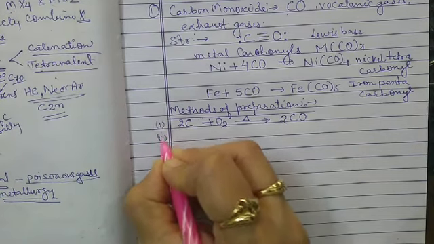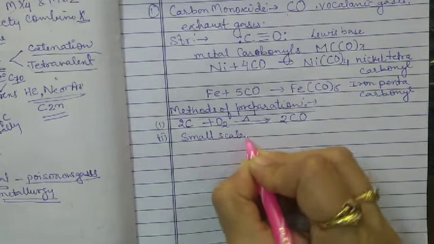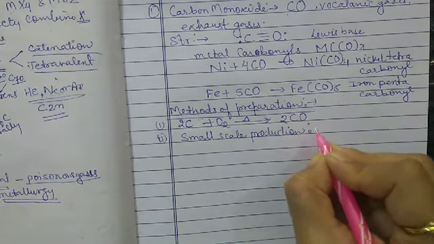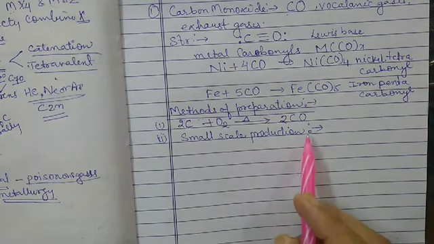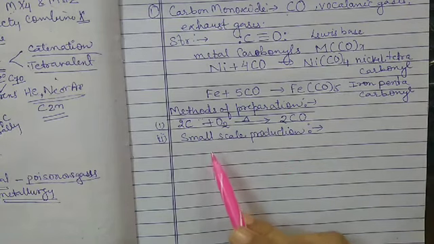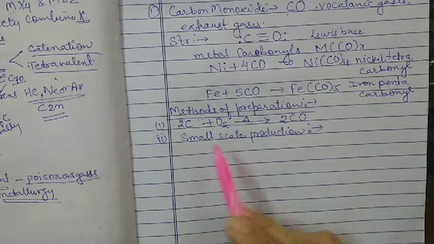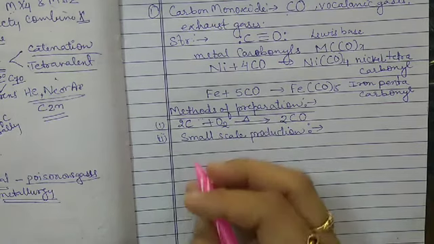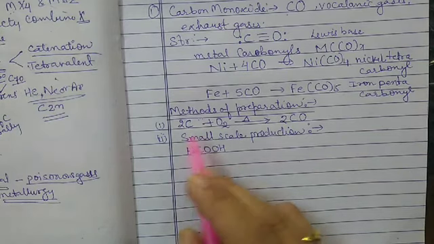This is the general method for the preparation of carbon monoxide. Now the second method is known as small scale production. On a small scale, or we can say the laboratory method, carbon monoxide is obtained by dehydrating formic acid. We all know very well the formula for formic acid is HCOOH.